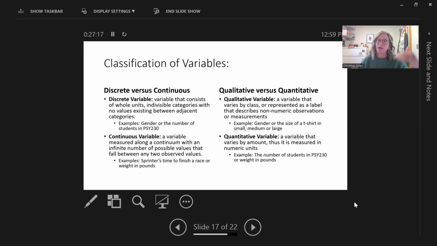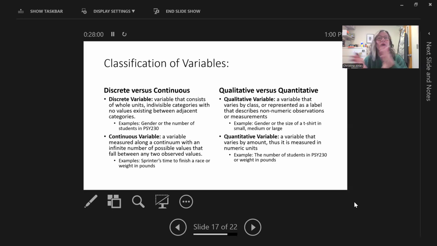Now, it's either a discrete variable or a continuous variable. A continuous variable has an infinite amount of possibilities that fall between any observed values. That's usually where we're talking about decimals or fractions of numbers being involved. For example, a sprinter's time to finish a race or weight in pounds. You ask me my weight in pounds, and I'm usually giving you a whole number. But in reality, there are fractions of a pound. So that would be a continuous variable, because the potential for decimals or fractions is there.